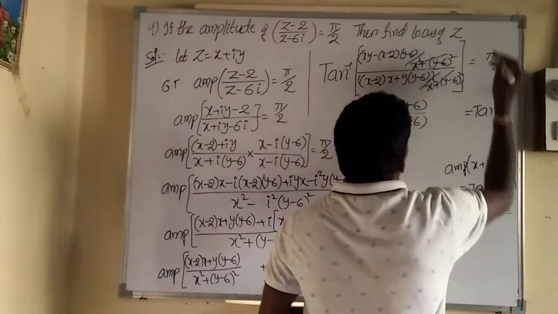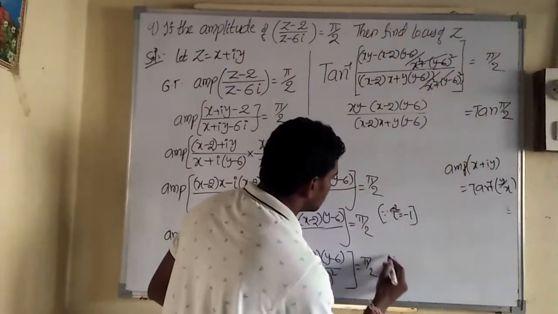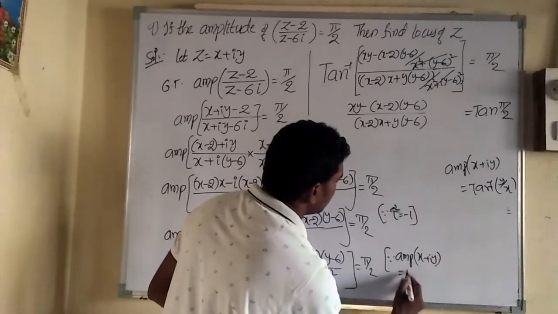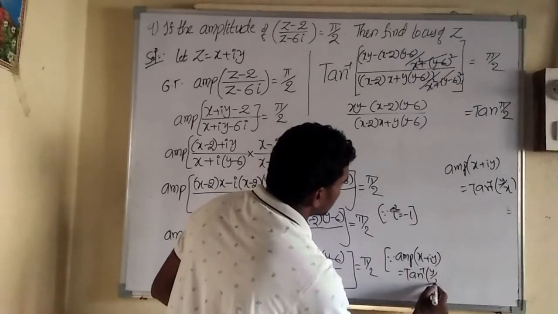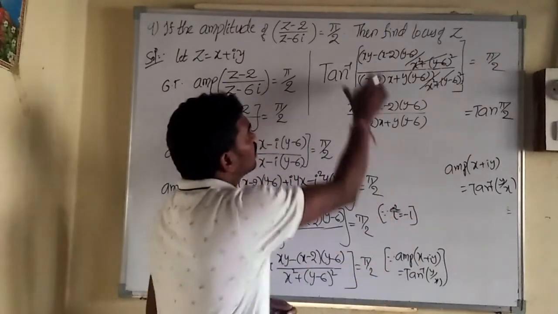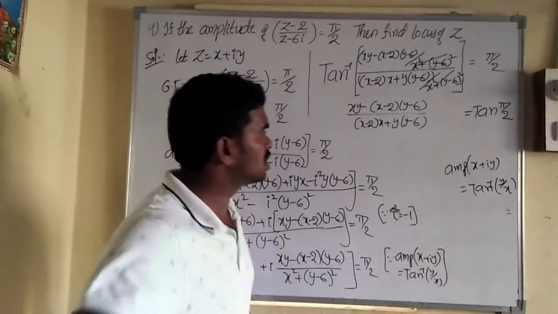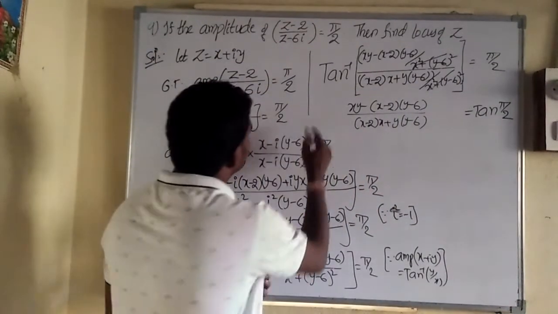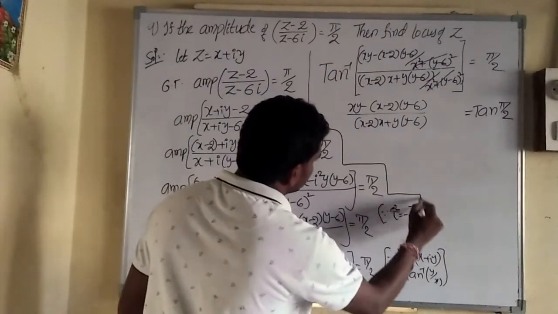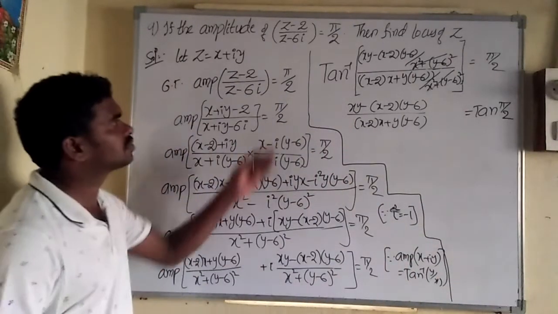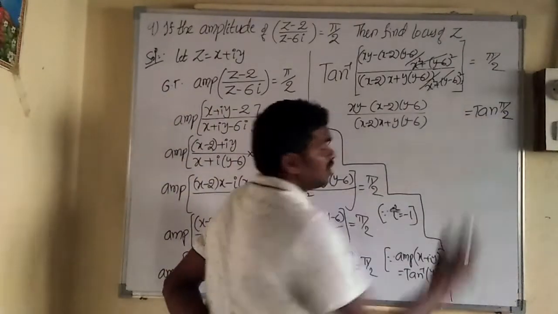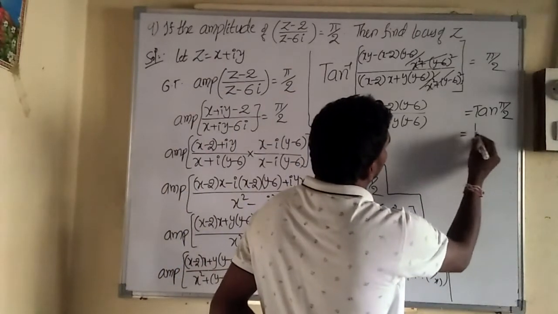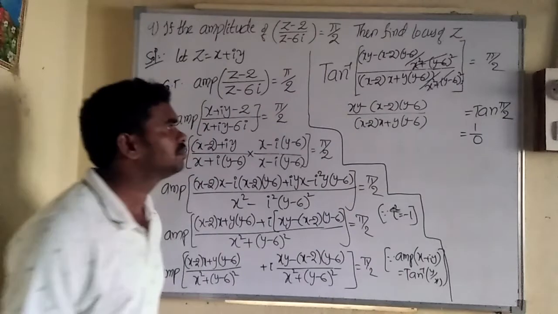Here, since amplitude of x plus iy is equal to tan inverse y by x, according to this formula we wrote the next step. Is it clear? What is the tan pi by 2 value? Tan pi by 2 means tan 90. Tan 90 value is infinity, very good, that is 1 by 0.